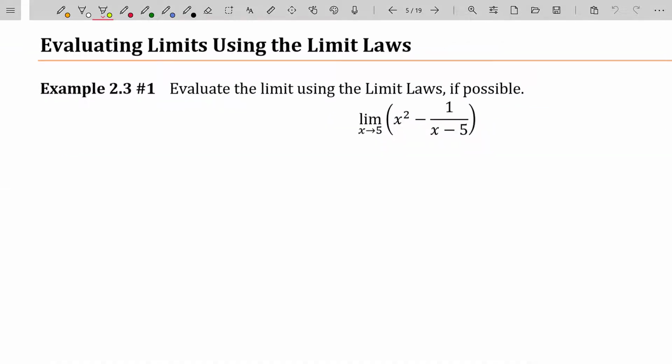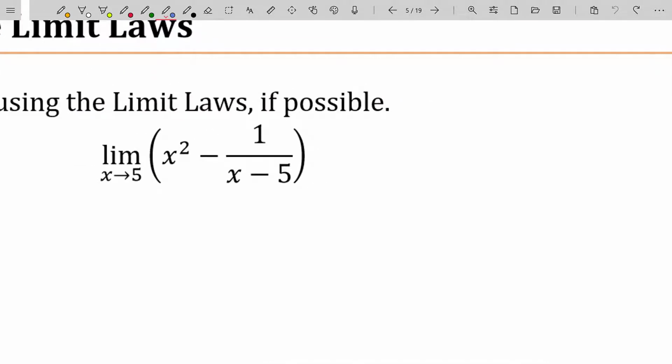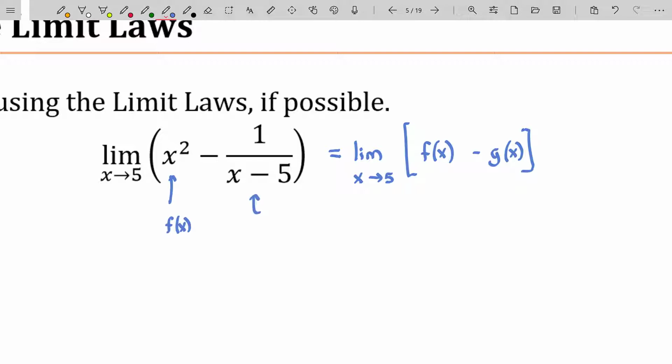So I take a look at this limit and I say, I'd really like to use the limit laws here. I see that it's sort of a difference between two functions. In fact, it's very much like a limit as x is approaching 5 of a function minus another function, where f of x is x squared and g of x, well, that's 1 over x minus 5. We can go ahead and use the limit law to try to split this limit.